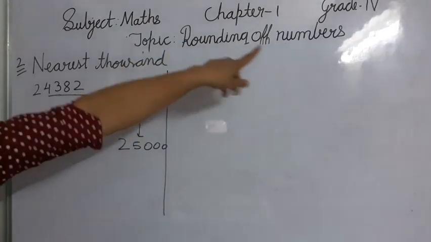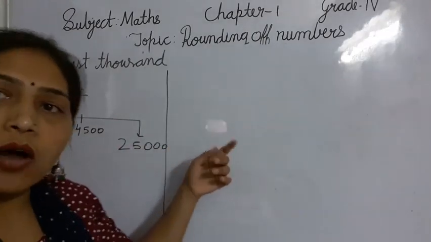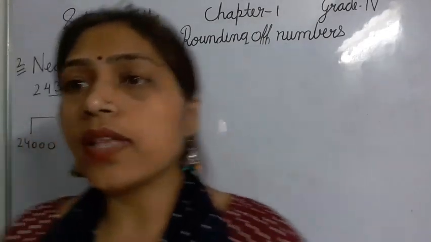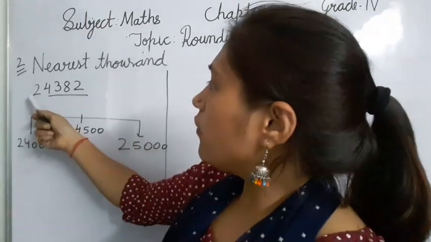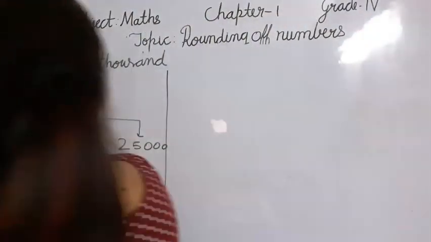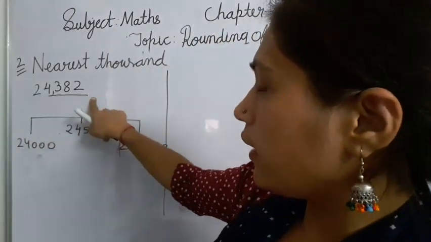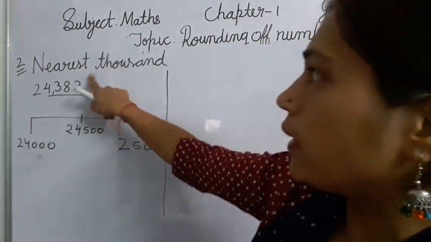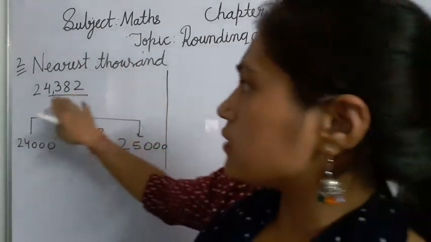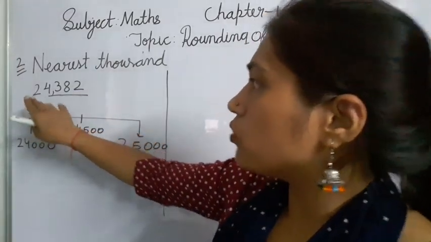Now we have to round off a number to the nearest 1000. The first method is with the help of a number line again, and the other method will be without the help of a number line. So let's do it with the help of a number line. Here we have to round off the number 24,382. We have to round off this number to the nearest 1000. So let's find the nearest 1000 for this number.